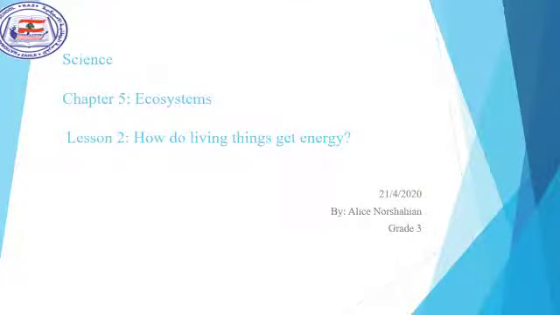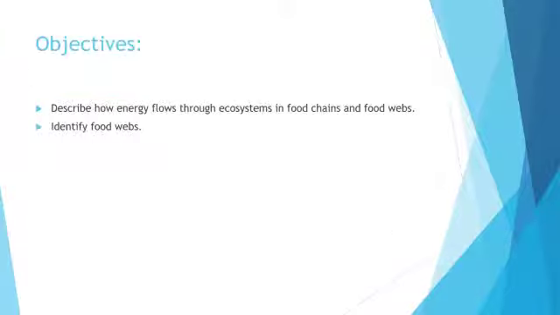Today, Tuesday, April 21, 2020, I'm Miss Alice. We're going to continue Chapter 5, Ecosystems. Lesson 2, How do living things get energy? Objectives for today. Describe how energy flows through ecosystems in food chains and food webs. Identify food webs.